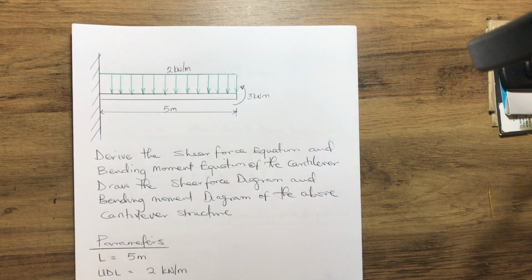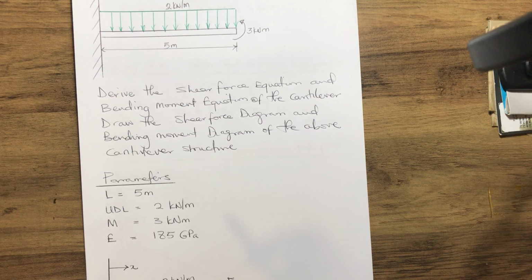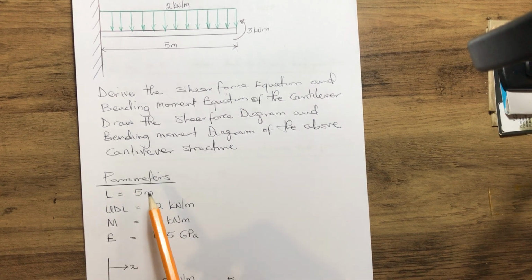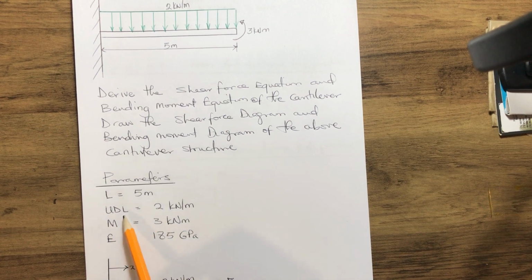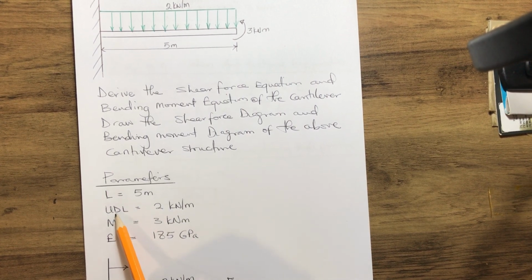Now let's pull out the parameters. On our cantilever beam, we have the length of 5 meters. We have the uniform distributed load, which is 2 kN per meter, which is UDL. We have the moment at the free end of 3 kN meter. Also, we have the Young's modulus of the beam, which is 185 gigapascal.